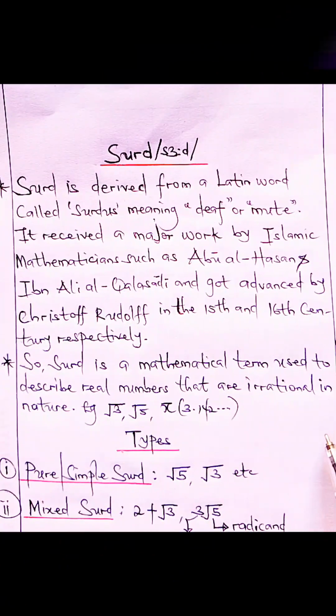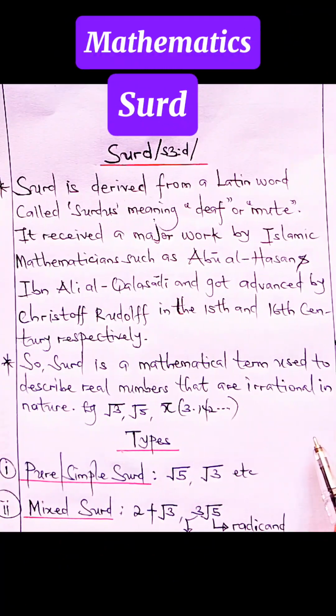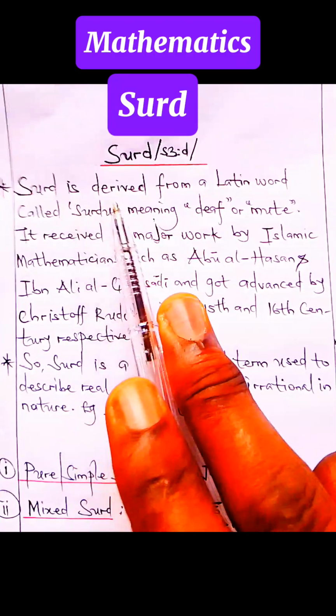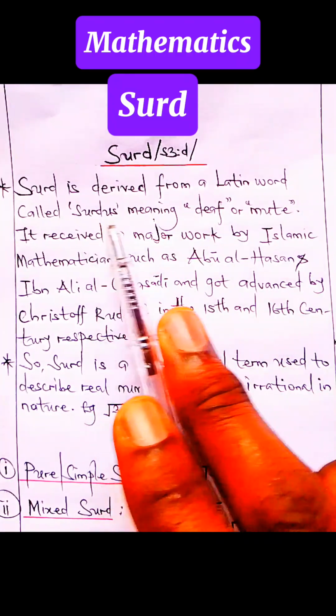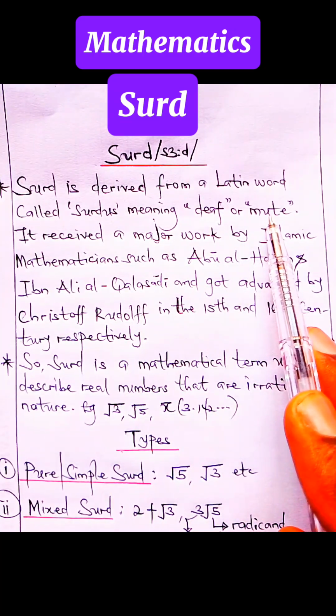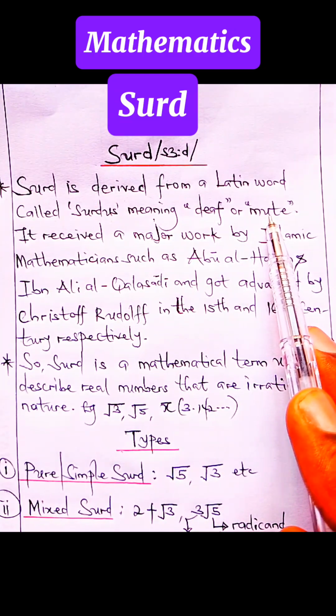Hi guys, today we're going to be looking at another beautiful topic in mathematics known as surd. So when we talk about surd, what is surd? Now, surd is derived from a Latin word called surdus, meaning deaf to reasoning or mute. We're going to be looking deeply into this as we progress.